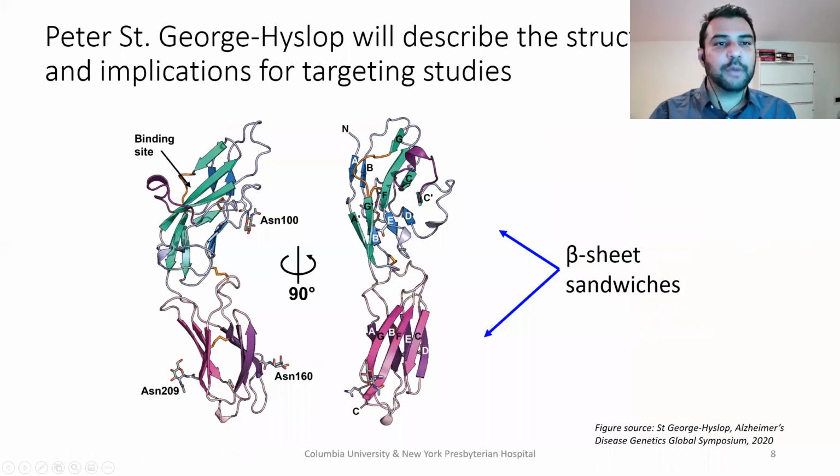Peter St George-Hyslop will give the next talk that will describe the structure of CD33 and its implication for targeting studies. CD33 encodes a microglial surface receptor and negatively regulates protective microglial responses. It was identified in an early large genome-wide scan of Alzheimer's disease. The identified genetic variant in CD33 reduces A-beta phagocytosis, and the carriers of the variant show increased amyloid beta deposition in the brain. Therefore, understanding CD33 structure for putative targeting is promising for AD therapeutics.